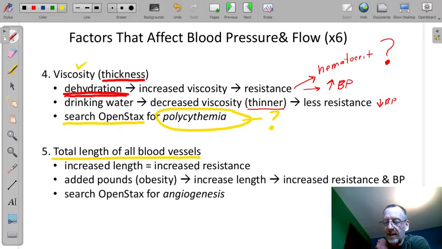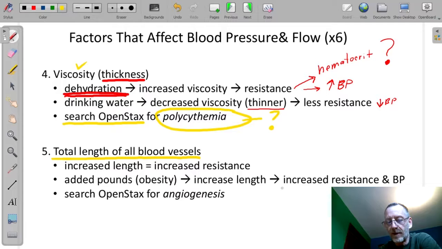And increased length equals increased resistance. It's like if you put a garden hose up to the water faucet and the hose was 20 feet long, that's a relatively short hose, you'd have pretty good pressure coming out the other end. There wouldn't be much of a reduction from the faucet to the nozzle. If you increase the length of that hose to 300 feet, you want to get out to the back pasture, then the pressure is going to go down.